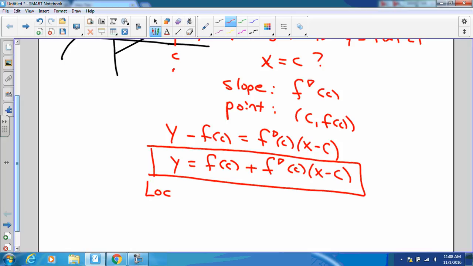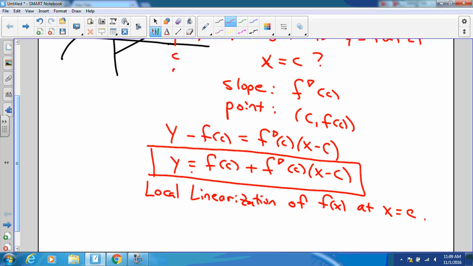We are also going to describe it as the local linearization of f of x at x equals c. The local linearization of f of x at x equals c. y equals something. Yeah, that's how we appreciate y equals something. Or the tangent line, y minus f of c.